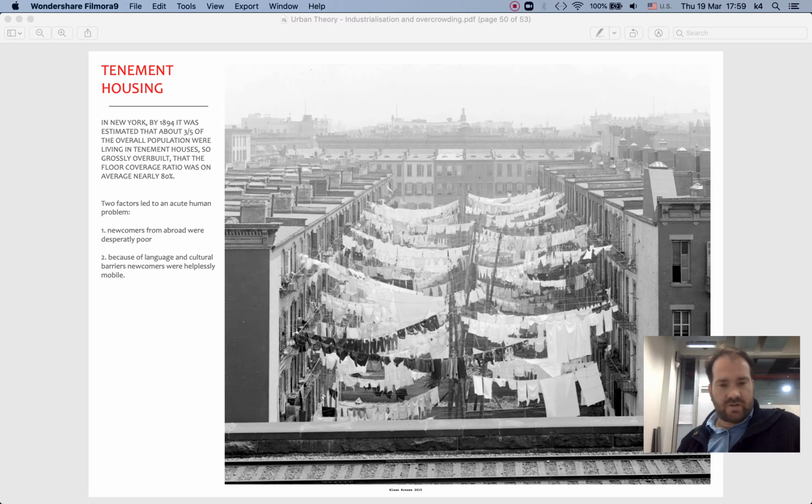So if you would have a figure ground map of New York at the time, then you would see that about 80% of the ground is covered with houses, which means there's only 20% left for public spaces. Mainly that means these are roads, not much more than that. Hardly any parks, if any at all, because there was simply no space for that.